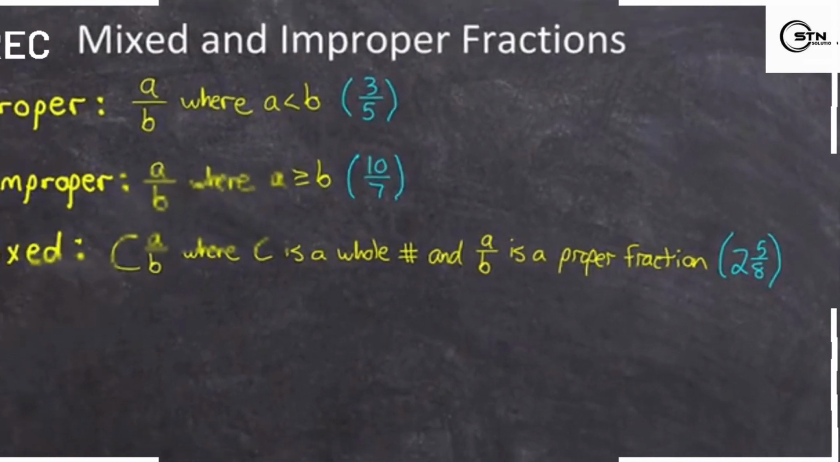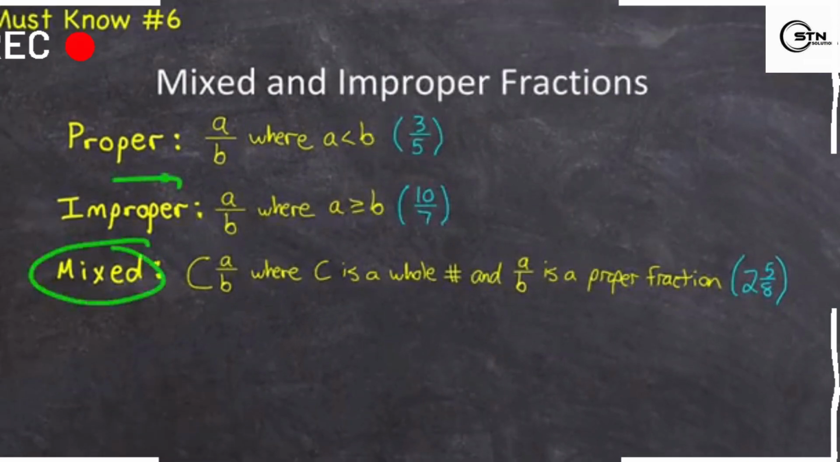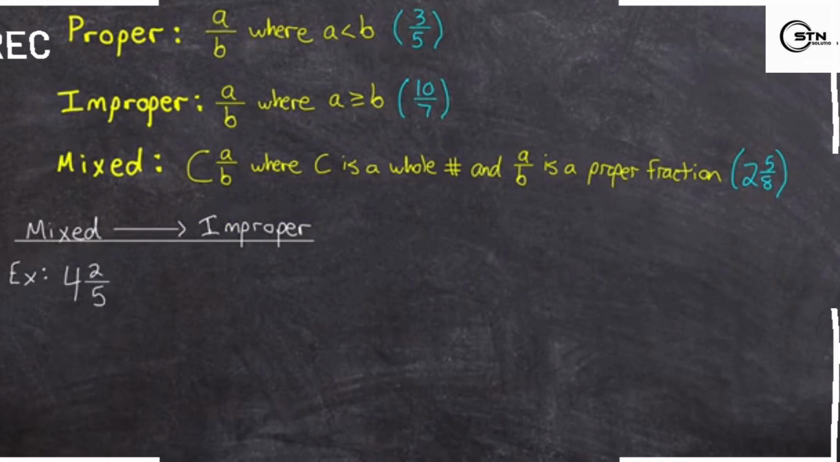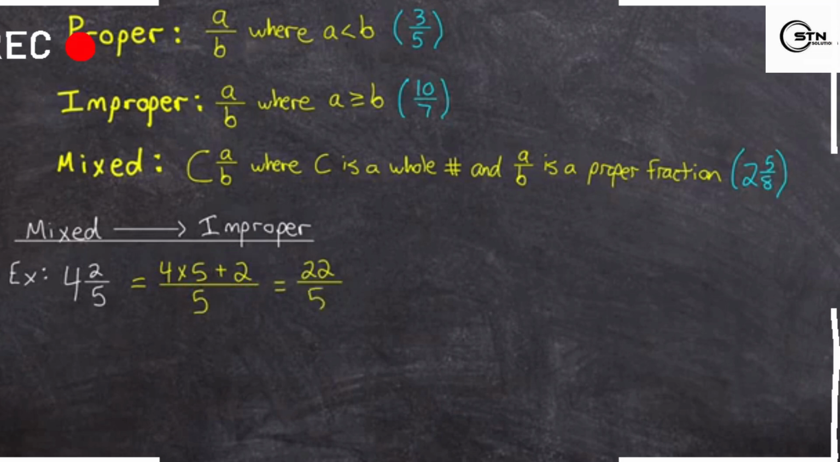So now let's work at converting between a mixed fraction and an improper fraction. For example, if we had the mixed fraction 4 and 2/5, we can write that as an improper fraction by finding the product of the whole number and the denominator, 4 times 5, and to that product, add the numerator of the proper fraction, so add 2, and put that all over the denominator of the fraction, which is 5. This simplifies to 4 times 5 is 20, plus 2 is 22, over 5.